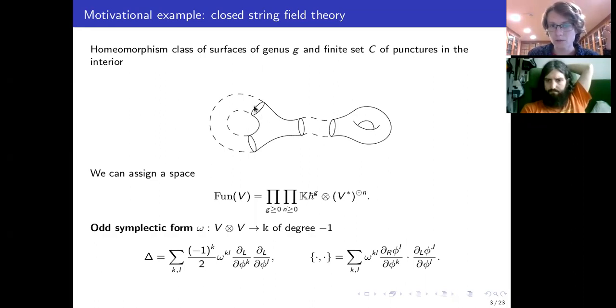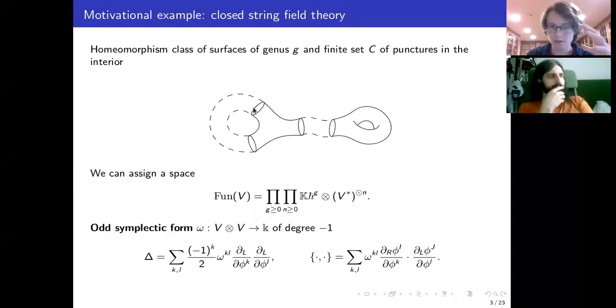Do you see the mouse or not? Yes. So here the punctures are denoted by the disks, but in general it's a puncture in the interior. On this geometrical interpretation, you also have the structure where you can either glue two surfaces together, identifying two punctures of two different surfaces, or make a self-gluing where you identify two punctures of one surface and possibly raise the genus.